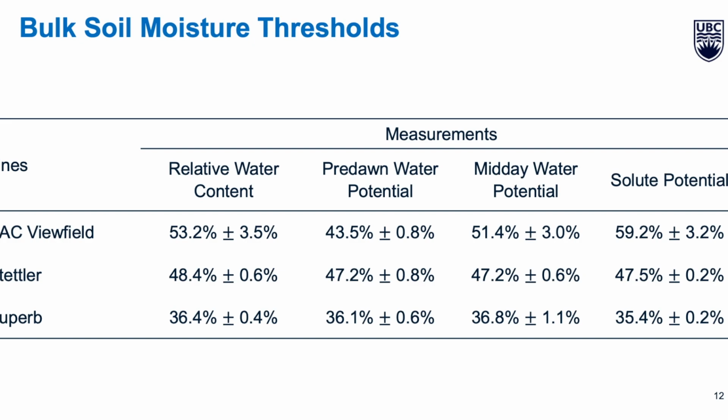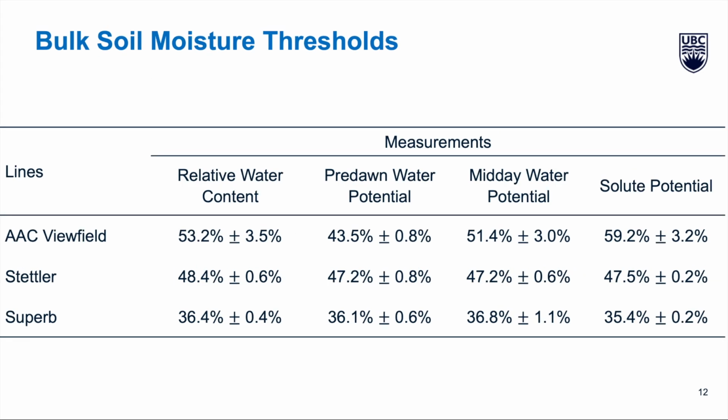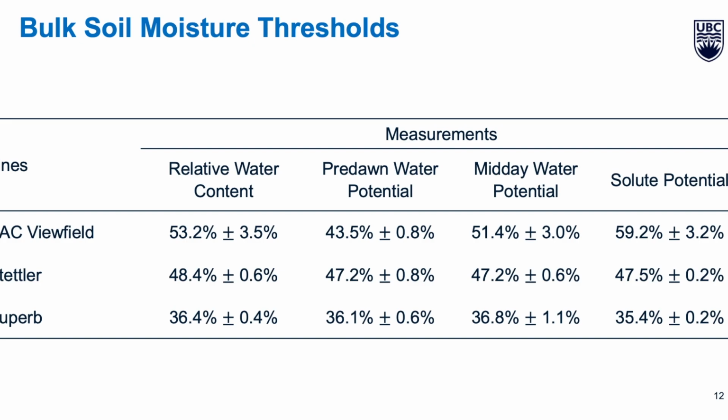Now, the most exciting part, my results. I have provided a table here with the soil moisture thresholds and the standard errors for each physiological measurement. We looked at the relative water content, pre-dawn and midday leaf water potential, as well as the solute potential. The data from these measurements were put into a piecewise linear regression to identify breakpoints or thresholds.